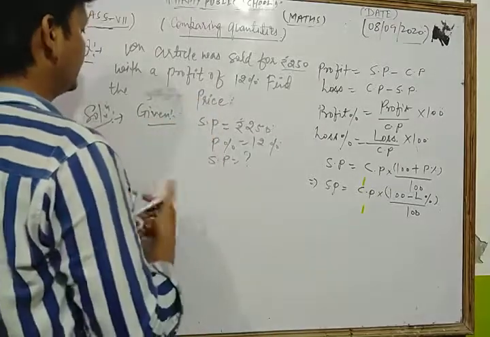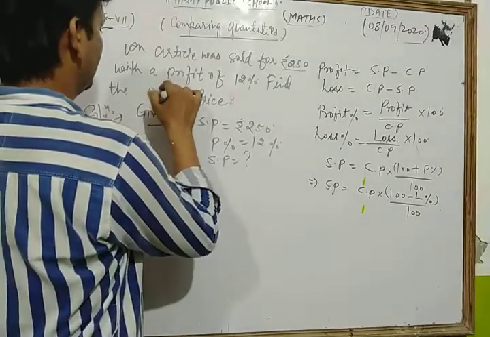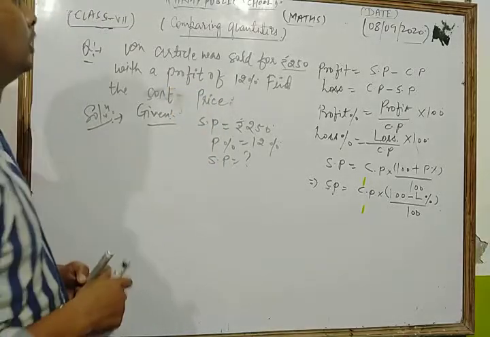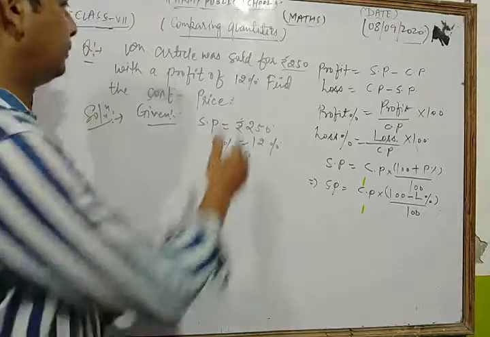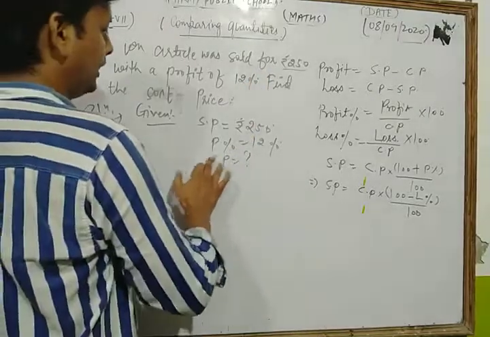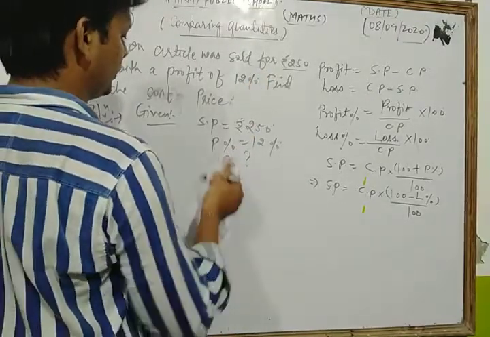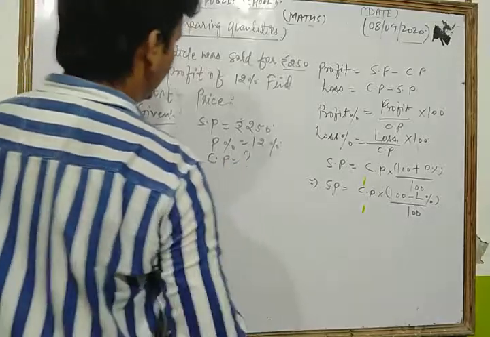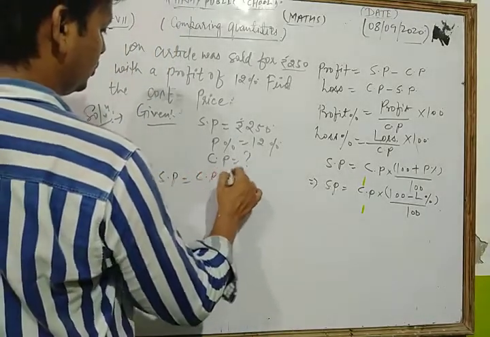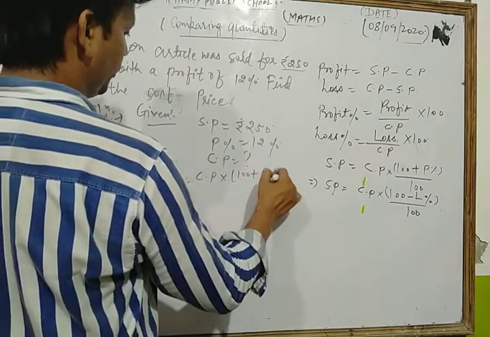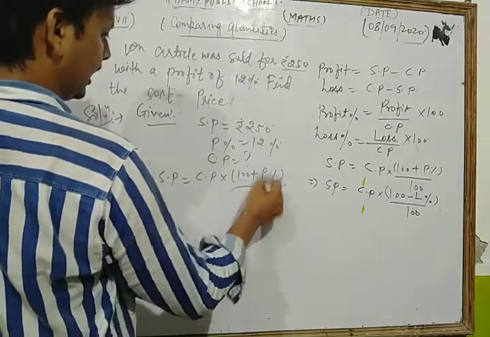Here your question is to find the cost price. Selling price is rupees 250 and profit percent is 12. Now we find the cost price of that object. Since we know that selling price is equal to cost price into (100 plus profit percent) by 100.